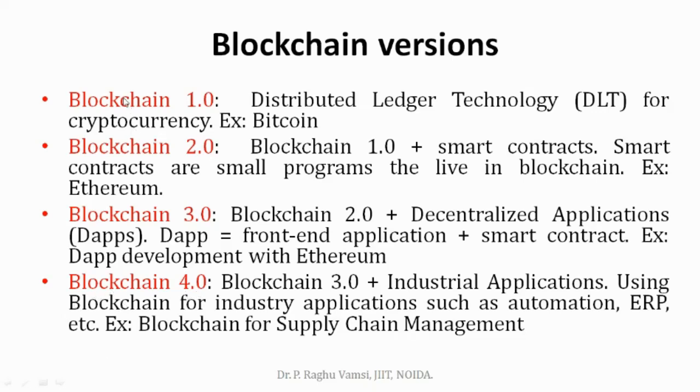So these are the developments over the last 10, 12 years in blockchain. The first blockchain, Bitcoin-based blockchain, is blockchain version 1.0. Next, the introduction of smart contracts with the DLT, which was there in Ethereum, is blockchain 2.0. If you add decentralized applications, it becomes blockchain 3.0. And if you use blockchain 3.0 for industrial applications, then it becomes blockchain 4.0.